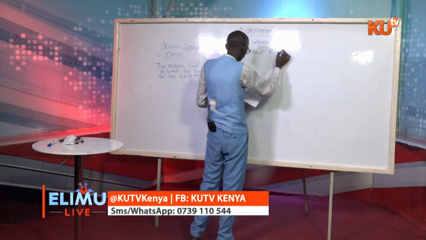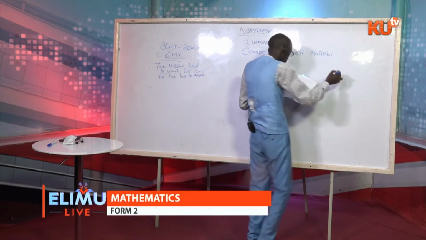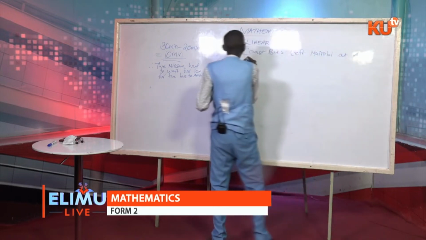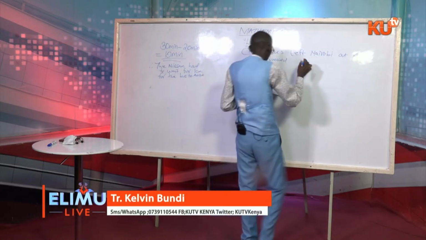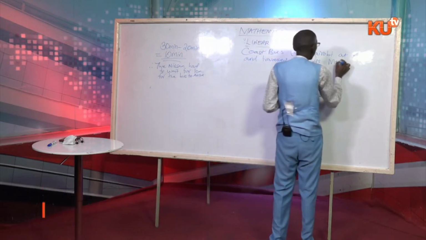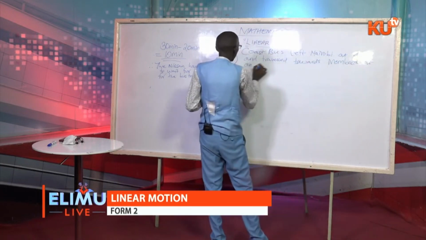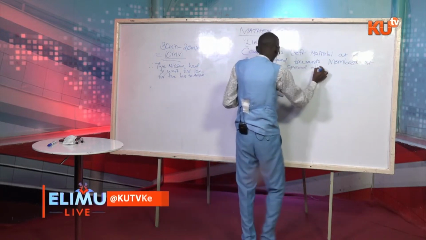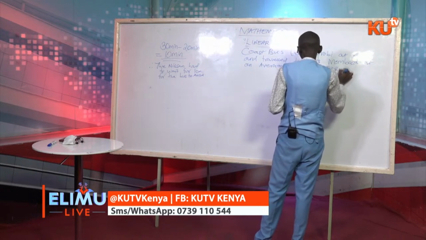Coast bus left Nairobi. Now these are vehicles moving in opposite directions. At 8 a.m. the coastal bus left Nairobi and traveled towards Mombasa at an average speed of 80 kilometers per hour.